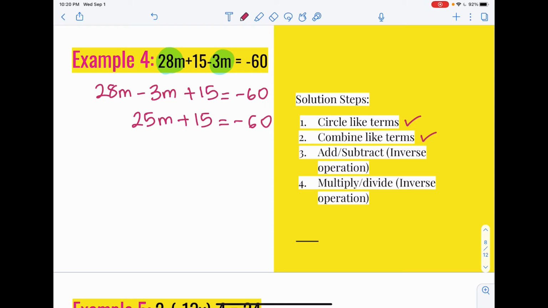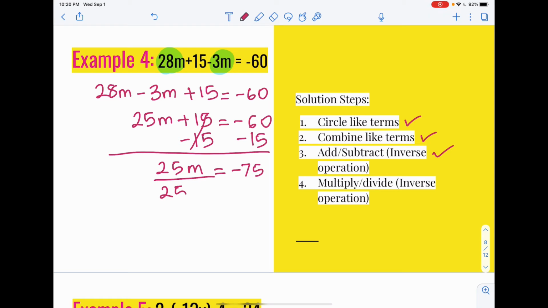And now we have a two-step equation. Let's subtract, which is this step. Subtract 15 from both sides. From here, 25m is equal to negative 75. And if you divide both sides of the equation by the coefficient, which is our last step, from here, m is negative 3. Okay? Please don't forget to check.